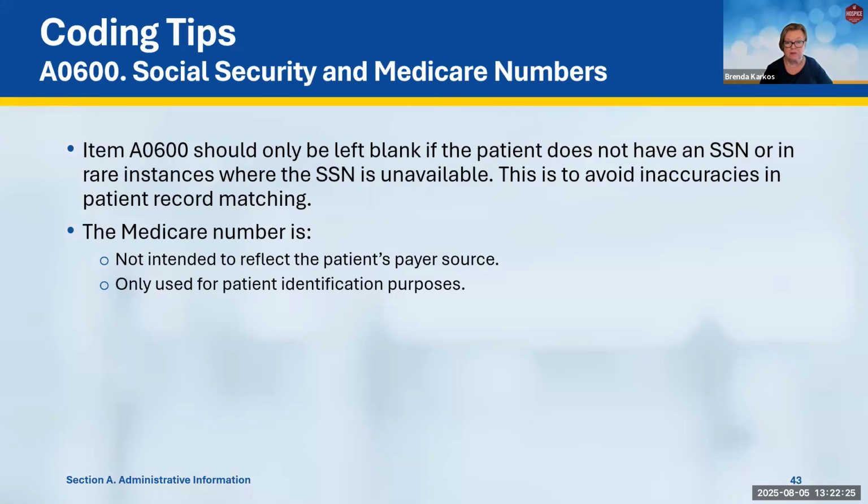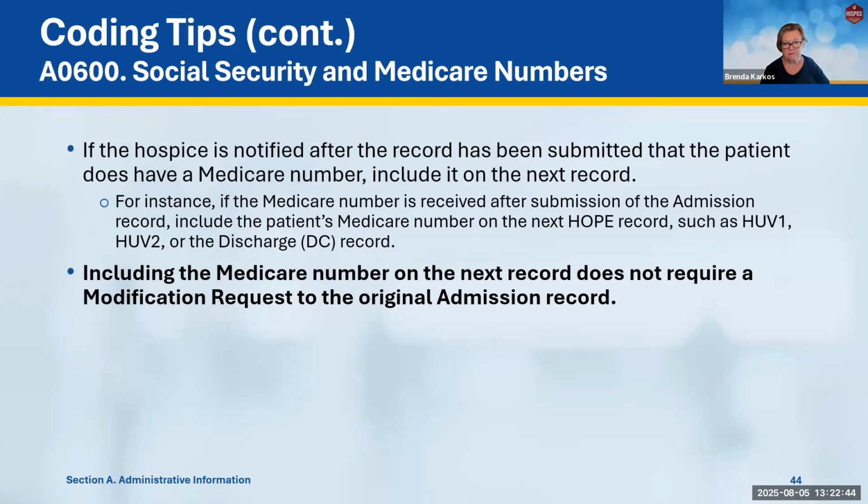So here are some coding tips to avoid inaccuracies in the patient record matching. The Social Security number should only be left blank if the patient does not have a number or it's unavailable. The Medicare number is not intended to reflect the patient's payer source. It's only used here for patient identification purposes.